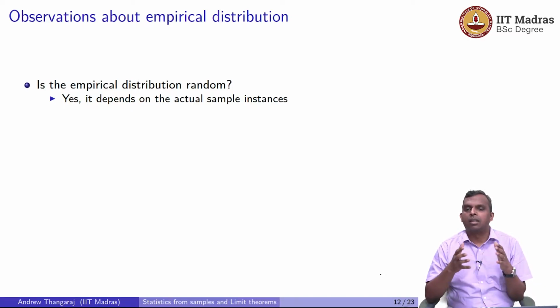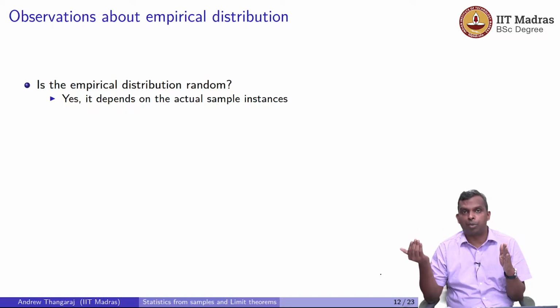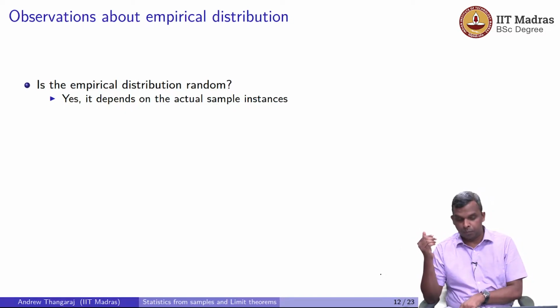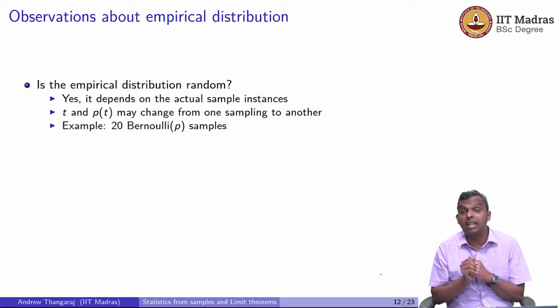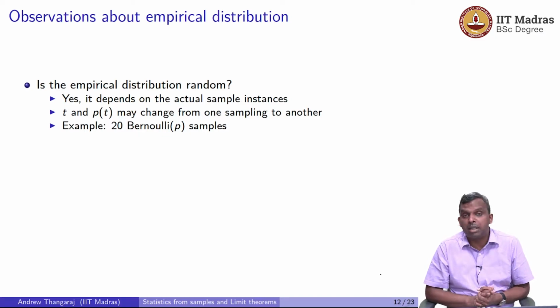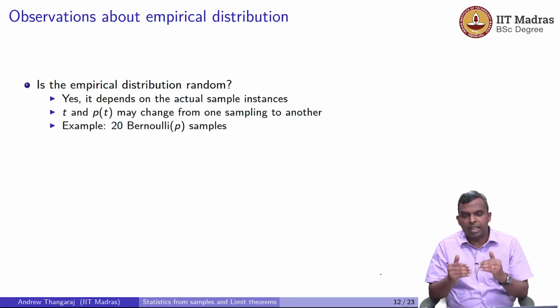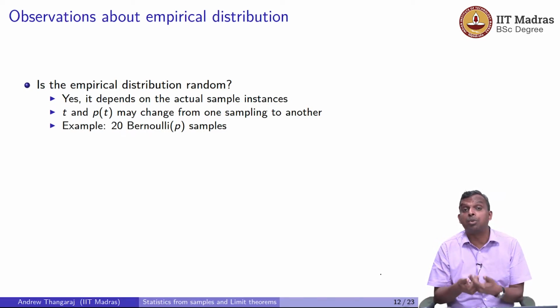Supposing the IID samples are generated according to a Bernoulli half process or Bernoulli P process. Here is the example. This t that occurs and p of t can change from one sampling to another. If you take 20 Bernoulli P samples, as we saw even in the previous slide, there are different cases in which the empirical distribution keeps changing even though the underlying distribution is the same.